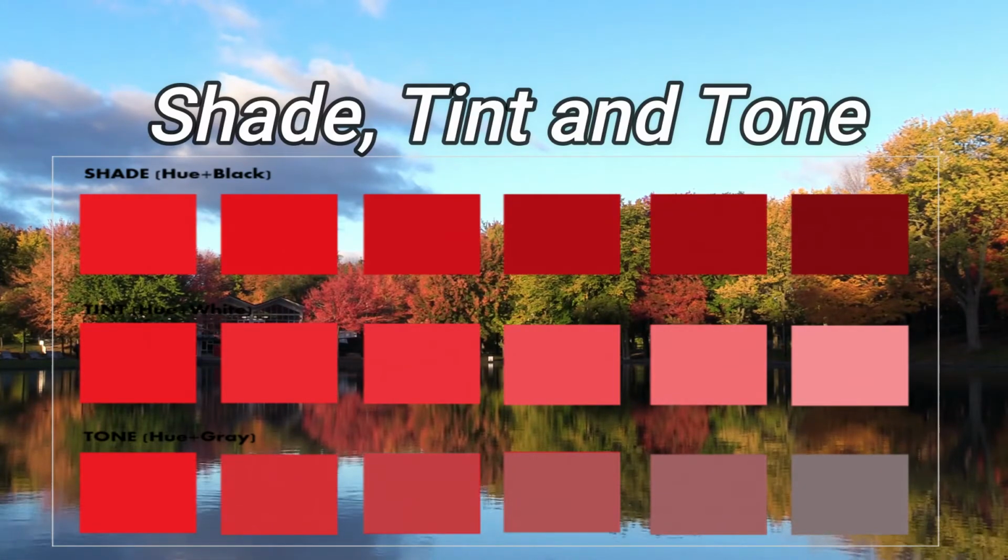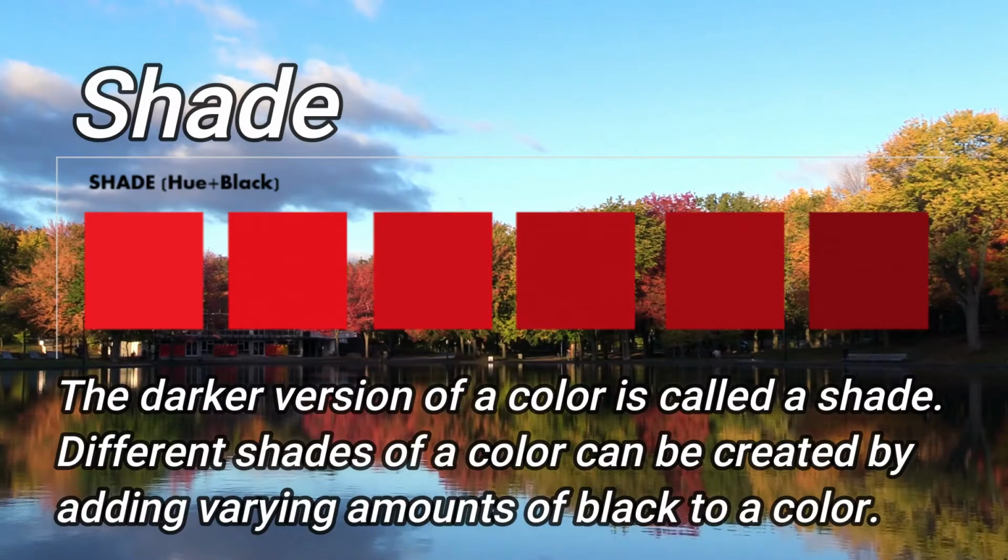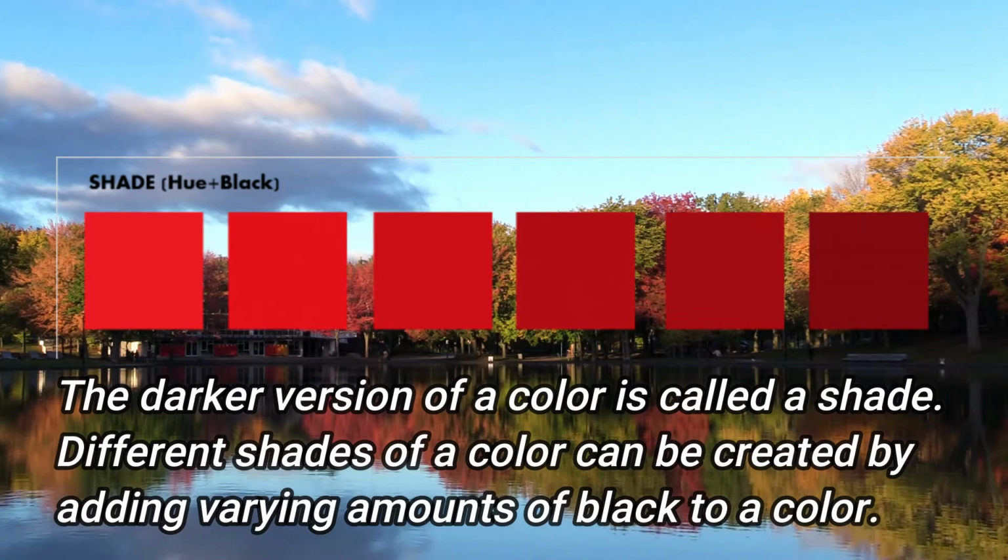Shade, tint, and tone. The darker version of the color is called a shade. Different shades of the color can be created by adding varying amounts of black to a color.